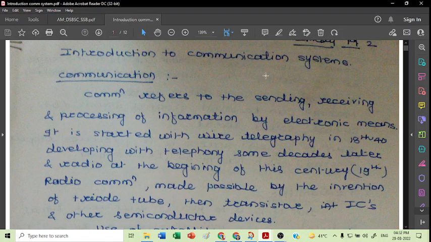Today we'll see the introduction of communication system. What is communication? Communication refers to the sending, receiving and processing of information by electronic means.